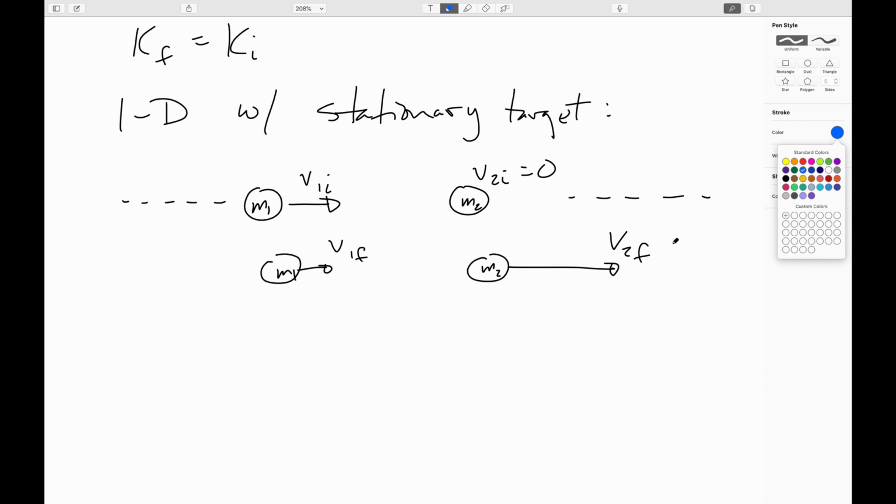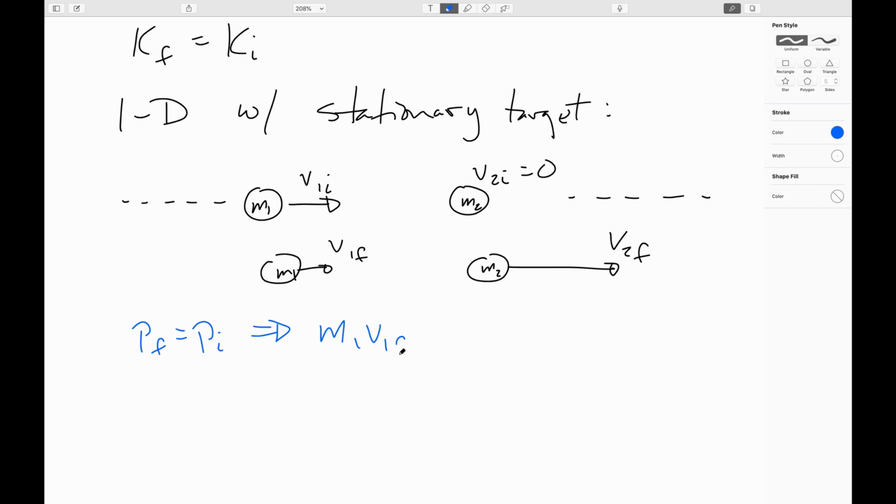So let's look at our two conditions. P final equals P initial. We can write that as M1 V1 final plus M2 V2 final equals M1 V1 initial. Now keep in mind at the moment we don't know what either of these are. We're trying to solve for them both. So here's one of our equations.